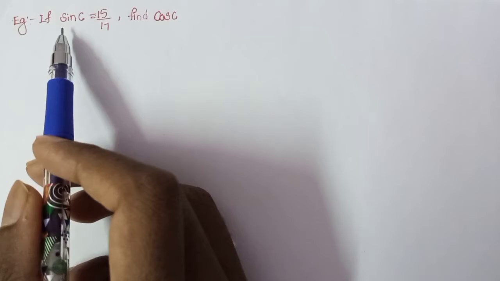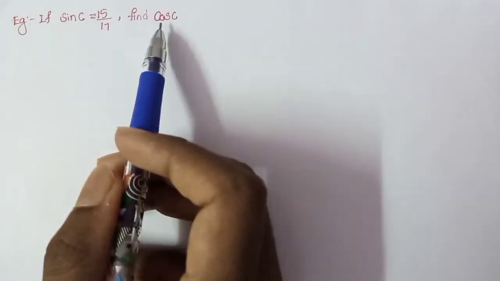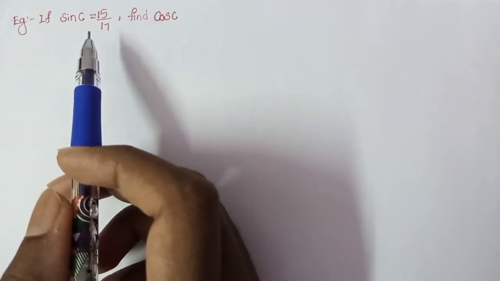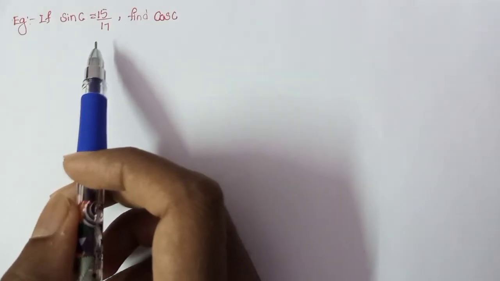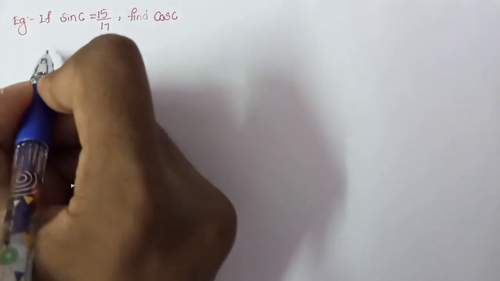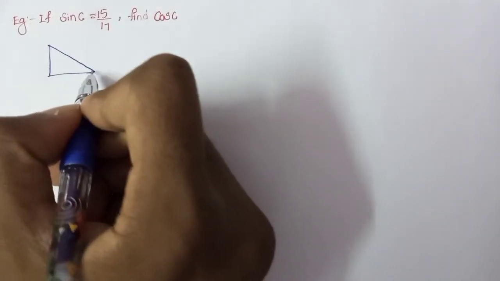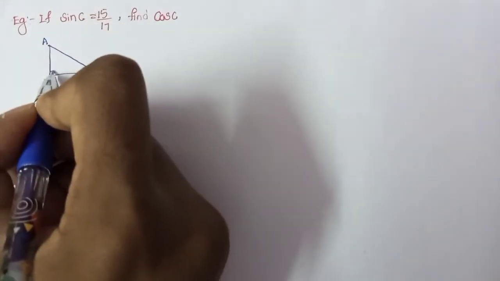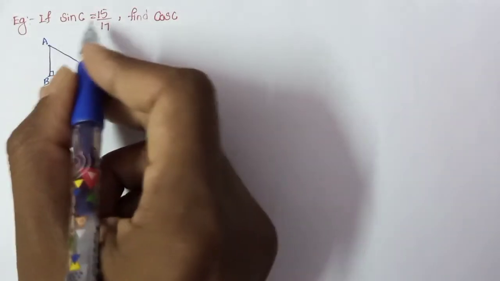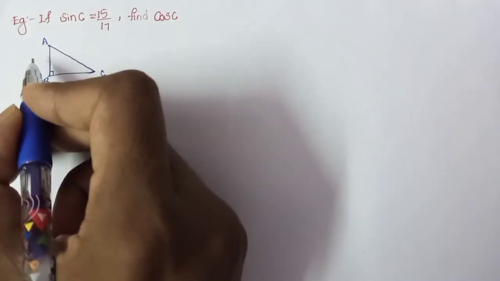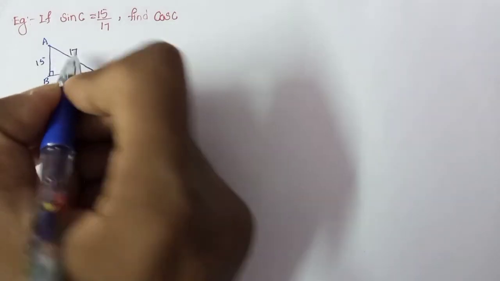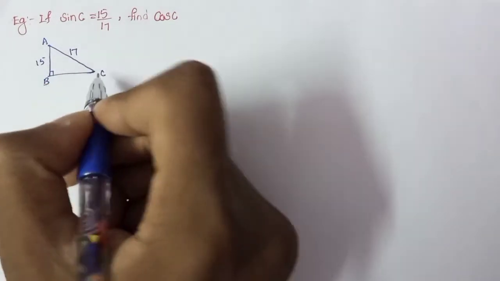First, sin C is equal to 15 by 17. Then find cos C. In previous modules, what we did here is draw a right angle triangle. Let us say this is C, this is B, this is A, and this is angle B. Here sin C is given. Sin C is what? Opposite side by hypotenuse. So this is 15, this is 17. From the Pythagoras theorem, we find this side.